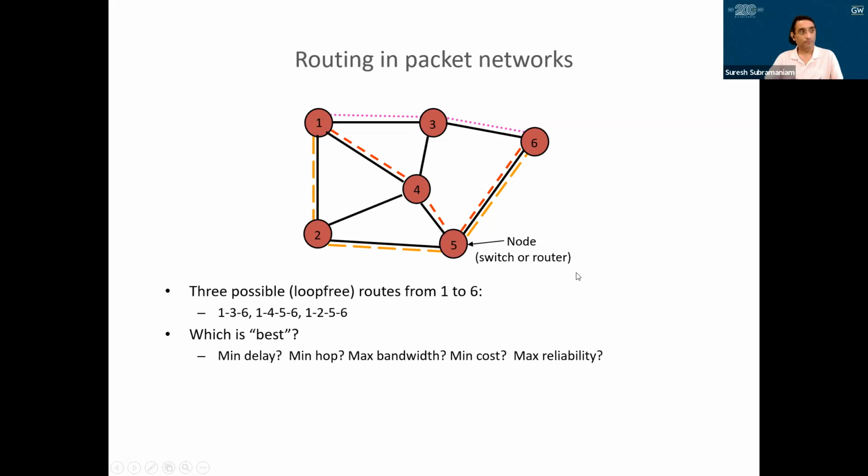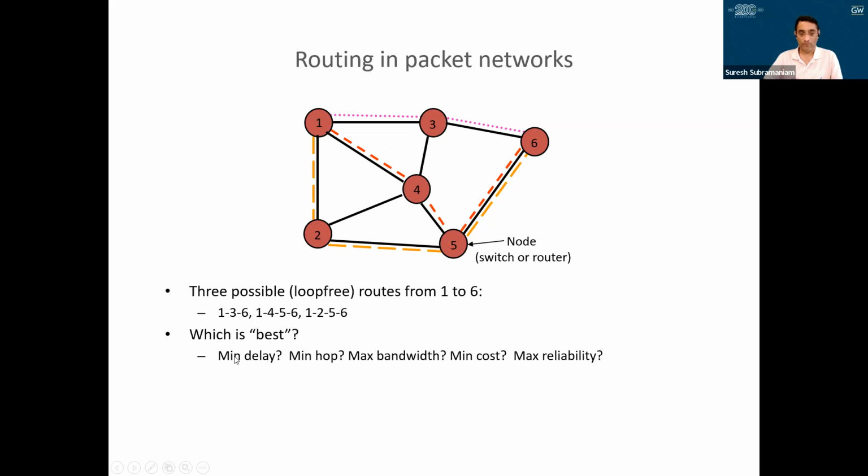Just like when we drive in a car, we want to find out which is the shortest route, which is the least congested route, and we put it in the GPS, and the GPS is going to tell us what the shortest route is, how much time it takes, and so on. Okay, so the same concept exists in a network here. So which is the best path?